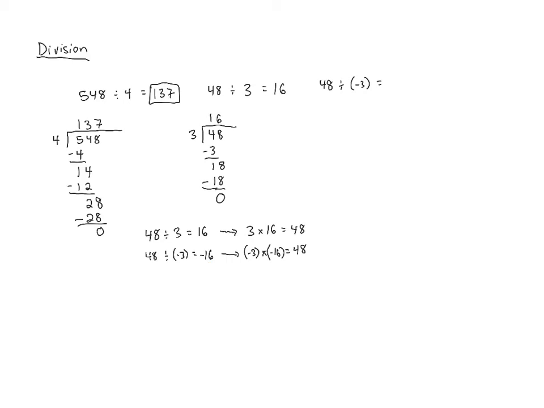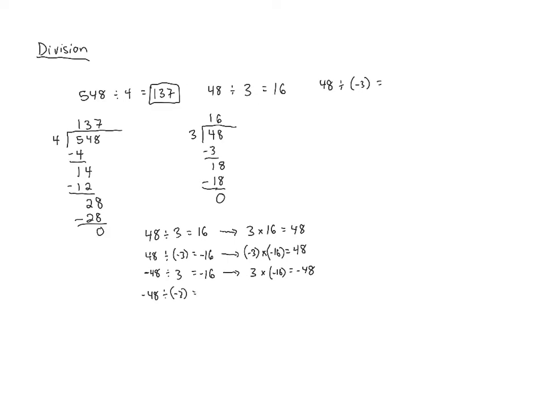We could continue here if we wanted to. We could take negative 48 divided by 3 and try to figure that out. The corresponding multiplication would be 3 times what gives us negative 48. And if we want to multiply a positive number by something to get a negative number, we're going to need this to be negative. So this is going to be negative 16, which means that our answer here is negative 16.